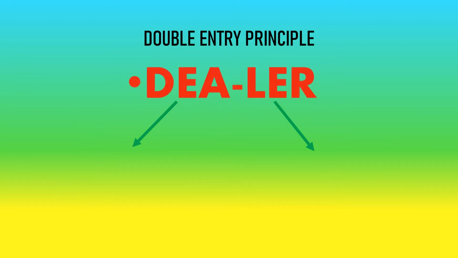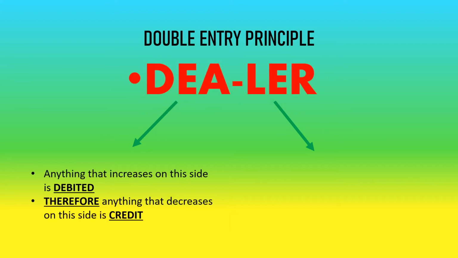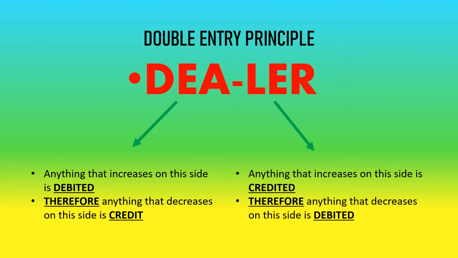So therefore, anything that increases under the first three letters of the word dealer will be debited. And anything that increases on the next three letters of the dealer will be credited. So we're only talking about the increases. If it decreases, it will have an opposite reaction.